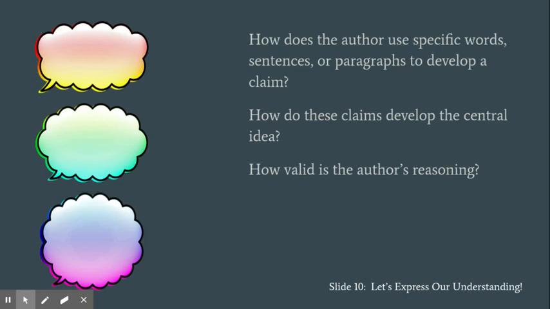We're going to discuss a little bit more. I want you to look at the questions on the screen. How does the author use specific words, sentences, or paragraphs to develop a claim? How do these claims develop the central idea? And how valid is the author's reasoning?